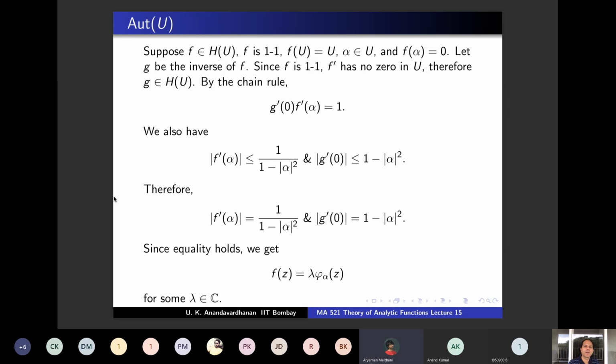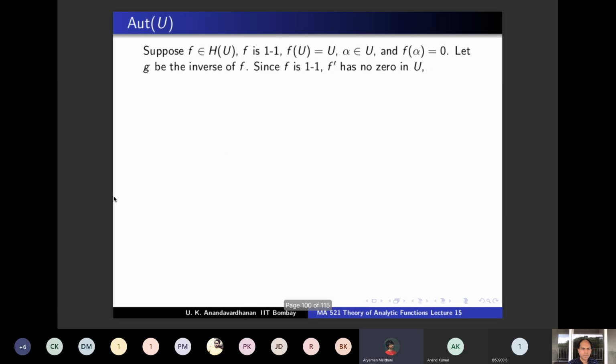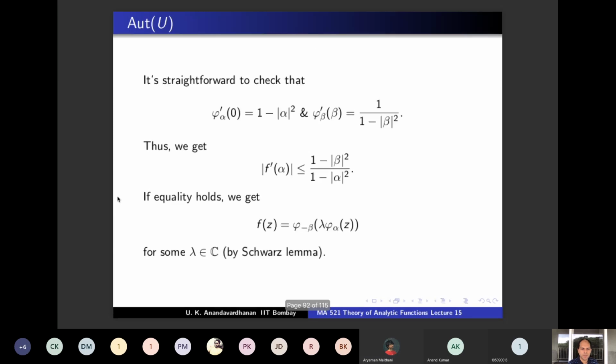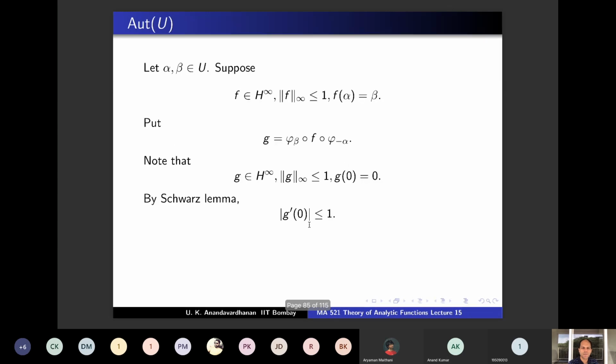No, you can't directly apply it, because there the function, I mean, in the previous part also. So we just have to check it here for some lambda in C. So you are saying here also mod lambda is 1. Yes, that's correct, because this was from Schwarz. The proof of this is the Schwarz lemma here. Equality holds.